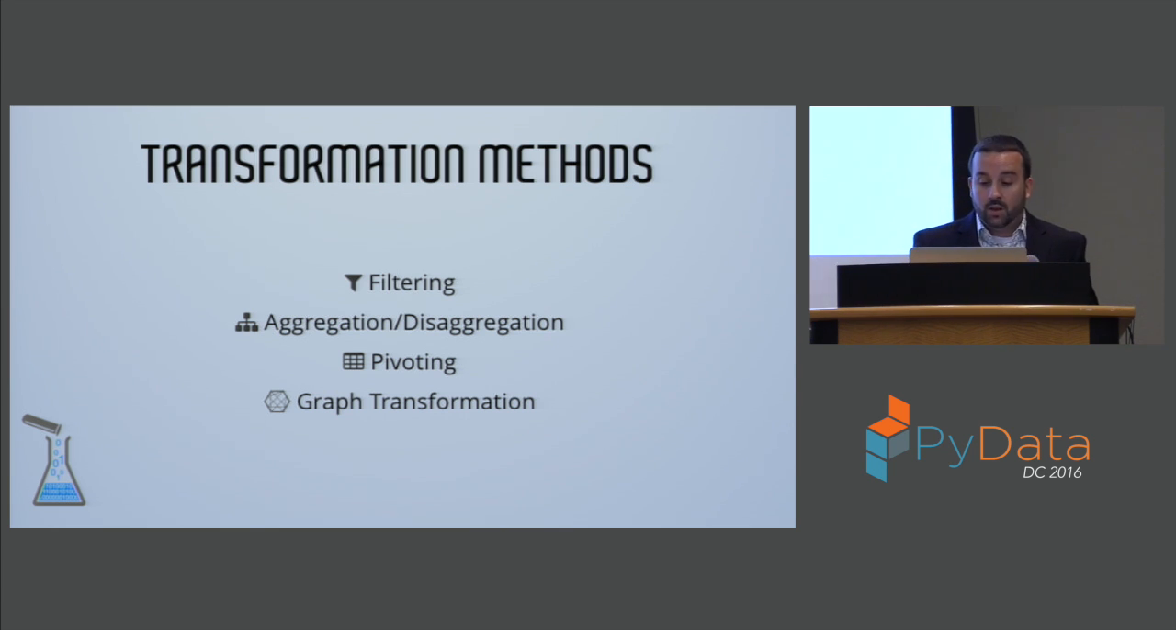Then we have pivoting, which is where you aggregate by more than one variable along two axes, so along the rows and along the columns as well. And then the last one I have on here is graph transformations, which is where you link the entities that you're analyzing by the things that they have in common, and then examine the connections between the entities and how they're related to each other.